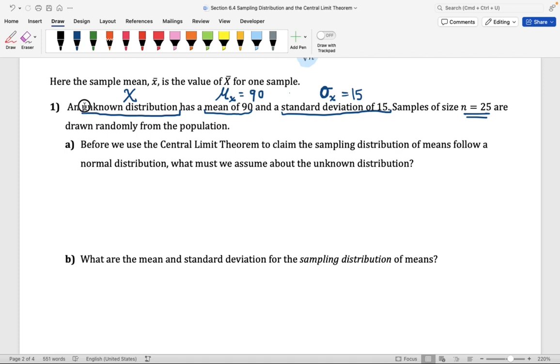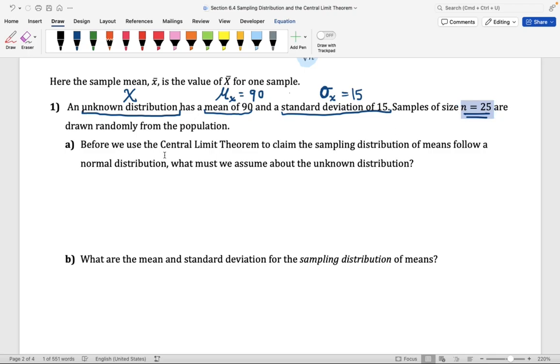Because we don't have a normal distribution for x, and the sample size is less than 30. Again, let me make this remark. We don't have a normal distribution for x, and the size of the sample is less than 30. We cannot apply the central limit theorem.